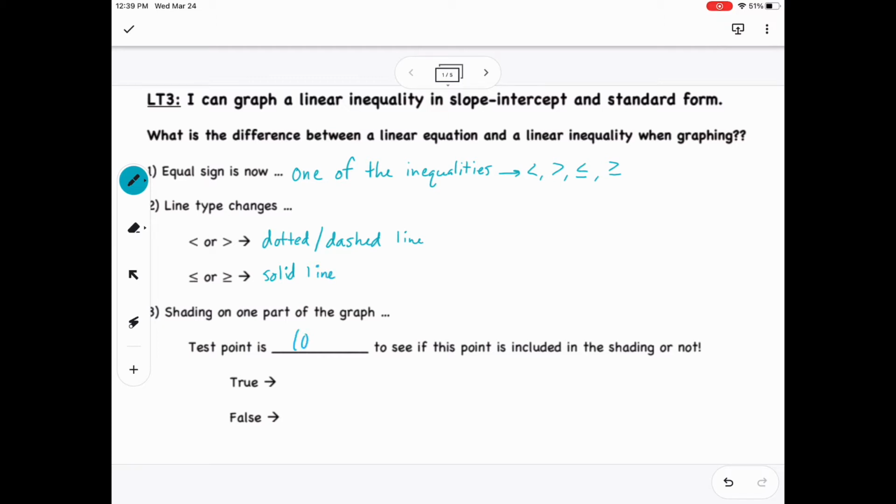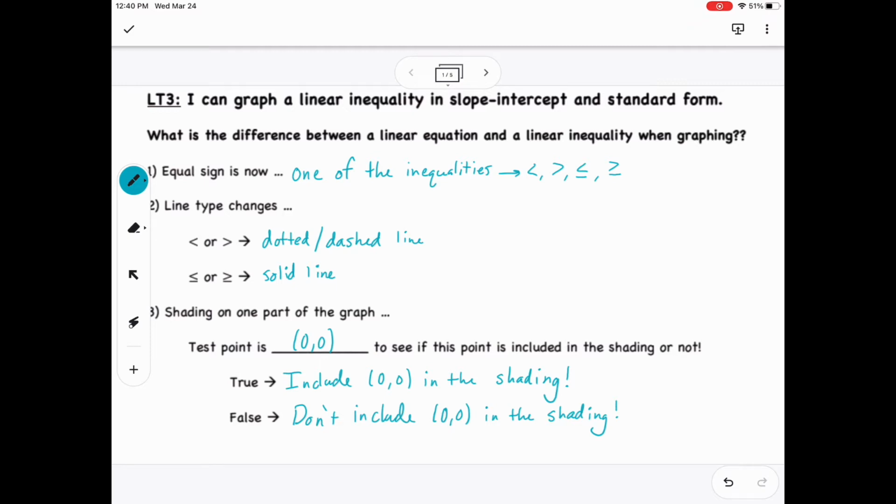Now, because we're talking about inequalities, we want to include all solutions that are possible, so we will need to shade. So shading is going to look a little different. What we need to do is test a point to see where we shade. We'll always pick 0, 0 if we can, because that's the easiest one to plug in. If you plug in 0, 0 and it's a true statement, that means we include 0, 0 in the shading, meaning we shade on the same side as 0, 0. If it's false, we don't include 0, 0 in our shading, so we'll shade on the opposite side of the line from where 0, 0 is.